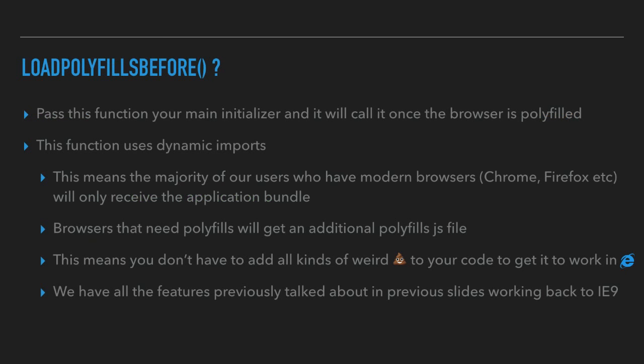So with load polyfills before, as I said, you just pass your main initializer function, and under the hood it uses dynamic imports. So say 80% of our users have pretty modern browsers, they won't get the polyfill bundle. They'll just get our lean application bundle. And if they do need a polyfill for some feature, they'll get shipped that, and then it will execute your main function after the browser is polyfilled and ready to go.